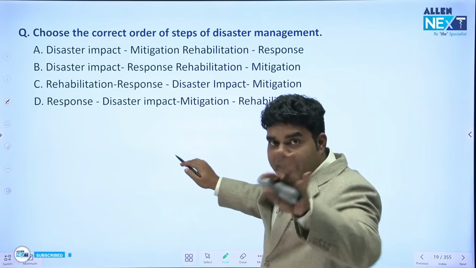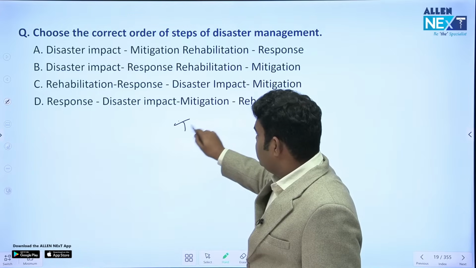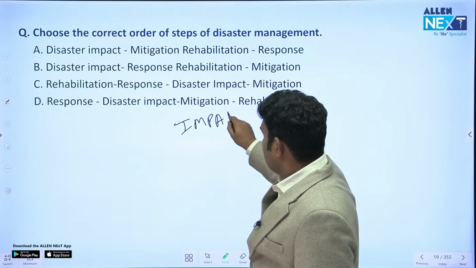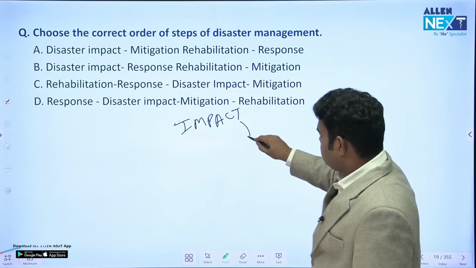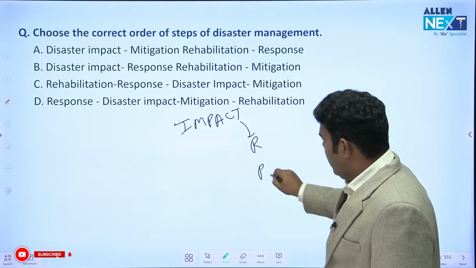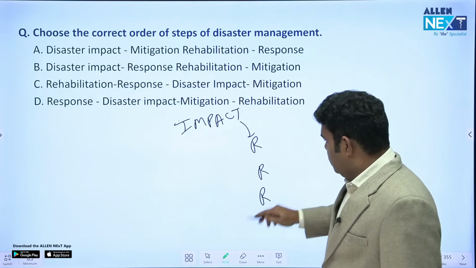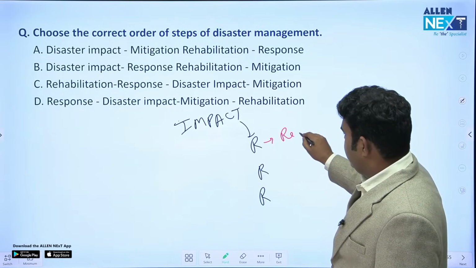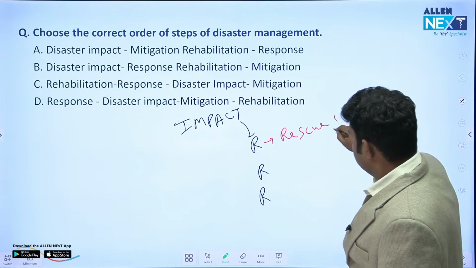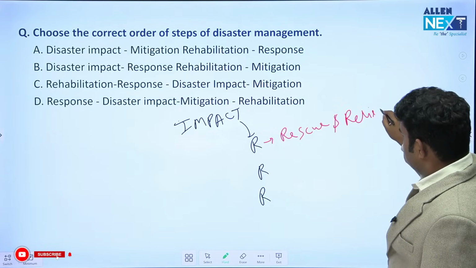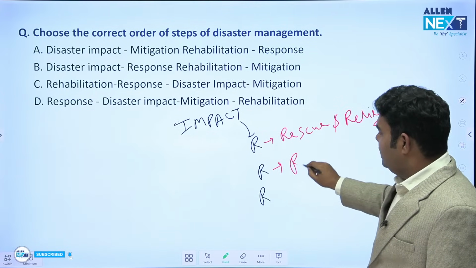Disaster management cycle is very important, remember. It starts with impact. After impact, there is triple R. What are this triple R? First R is rescue and relief. Second R is rehabilitation.